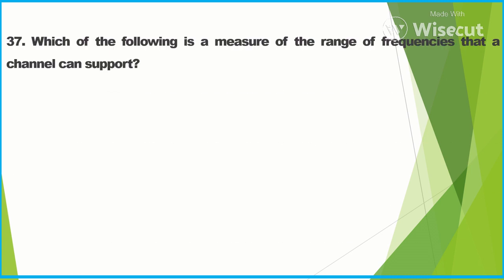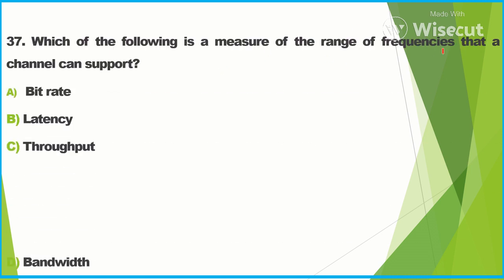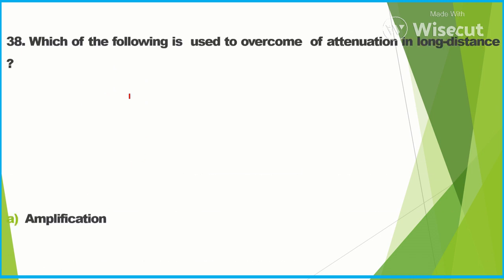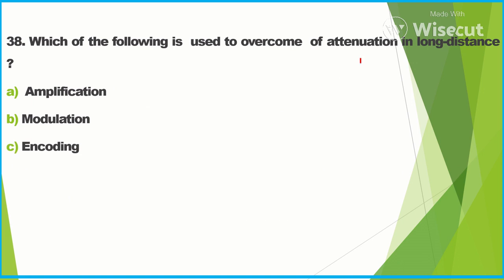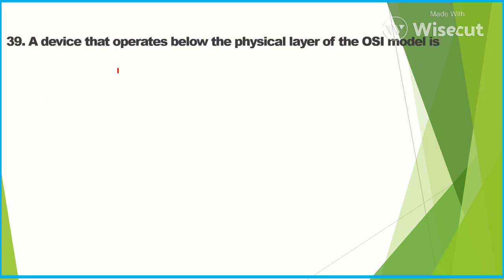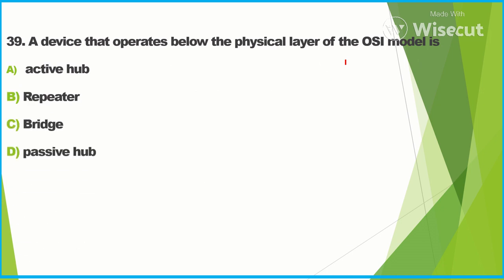Next question. Which of the following is a measure of the range of frequencies that a channel can support? That is bandwidth. Next question. Which of the following is used to overcome attenuation over long distances? That is amplification. Next question. A device that operates below the physical layer of the OSI model is a passive hub.